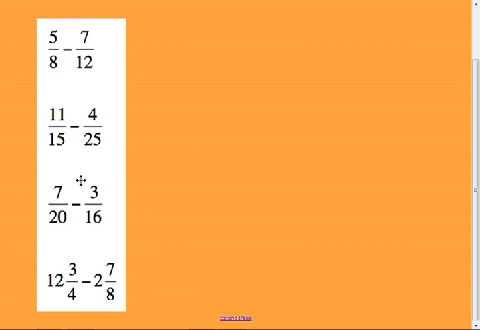Let's see if we can do these by hand, and we'll use a calculator if we have to. We can do that certainly to check. So we're going to subtract fractions.